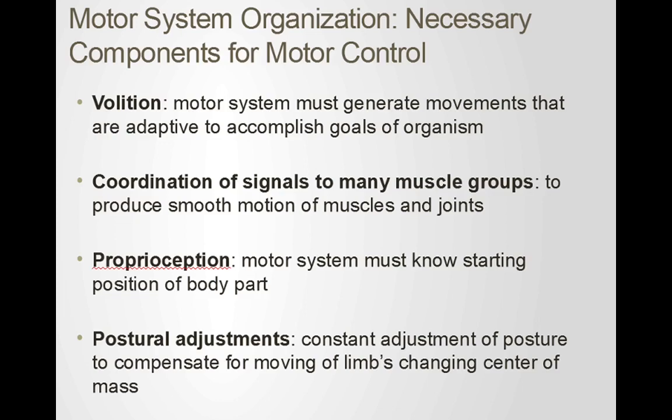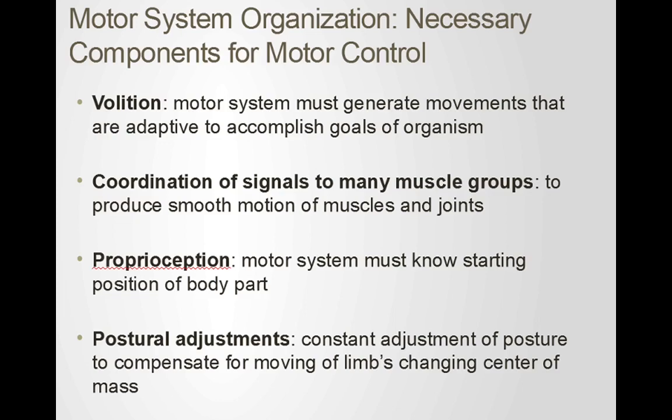And that is brought about by the process of proprioception. Postural adjustment, as I've already said, is the constant adjustment of posture to compensate for moving of limbs and changing center of mass. So basically, we have to take the center of mass, or we call it center of gravity, into consideration, so that we adopt a stable posture for the performance of a particular movement.